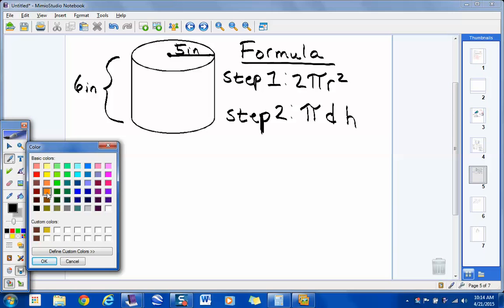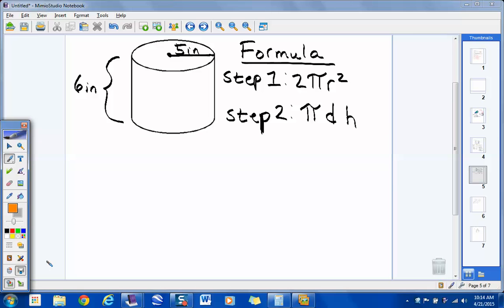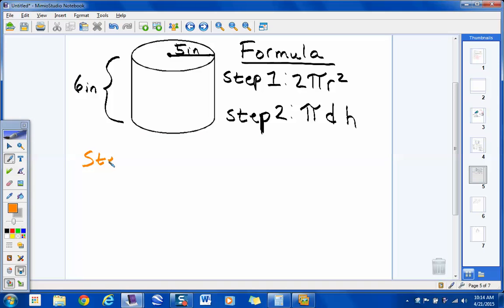Step 1. What's step 1 advising that we do? 2 times pi, being what value, times the radius squared. When I take the radius squared, that means take 5 times itself, doesn't it? Isn't that my 5 squared part right here? Isn't this my pi value? So, I don't know what that is. 157? Yeah. Okay, so step 1, I get a value of 157.